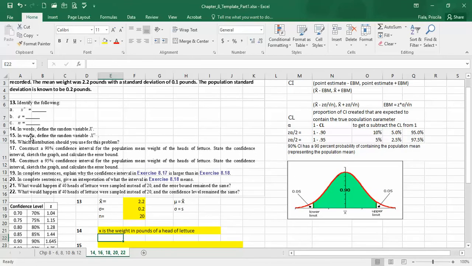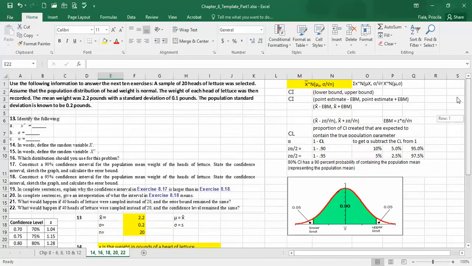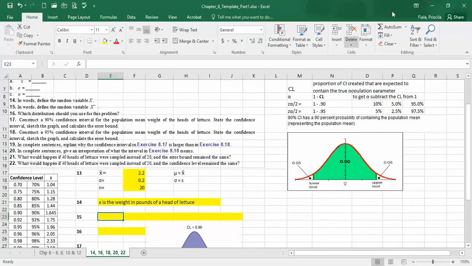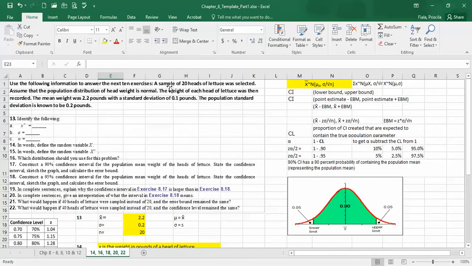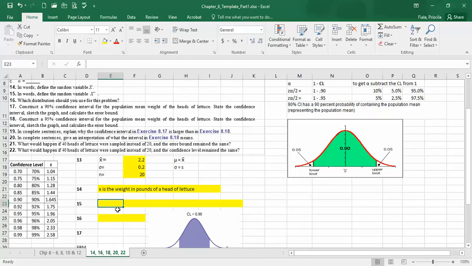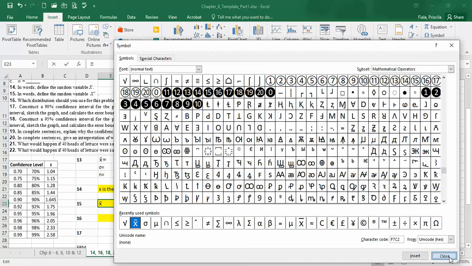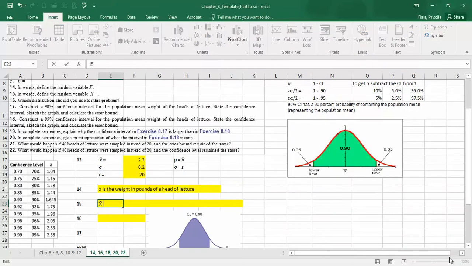15. In words define the random variable x bar, the average. So what are we really using here? Let's go back quickly. A sample was selected, the weight of each lettuce was recorded, the mean weight was 2.2. So my x bar, my average, is the mean weight of a sample of 20 heads of lettuce, right?